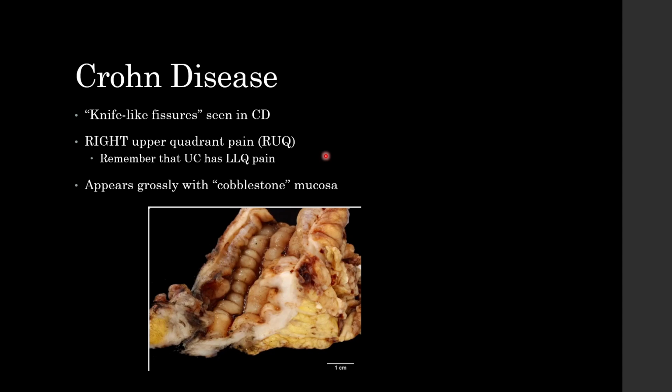And it also appears grossly with this cobblestone-like mucosa, which obviously should not be inside of the lumen of the bowels, but it is. So these little kind of cobblestones, I would almost say it's like a cobblestone road. That's kind of how I see it. If you've ever been to Europe and you see those cobblestone roads, that should immediately make you think of Crohn's disease. Sorry to ruin cobblestone roads for you, but that's just how I think about it.